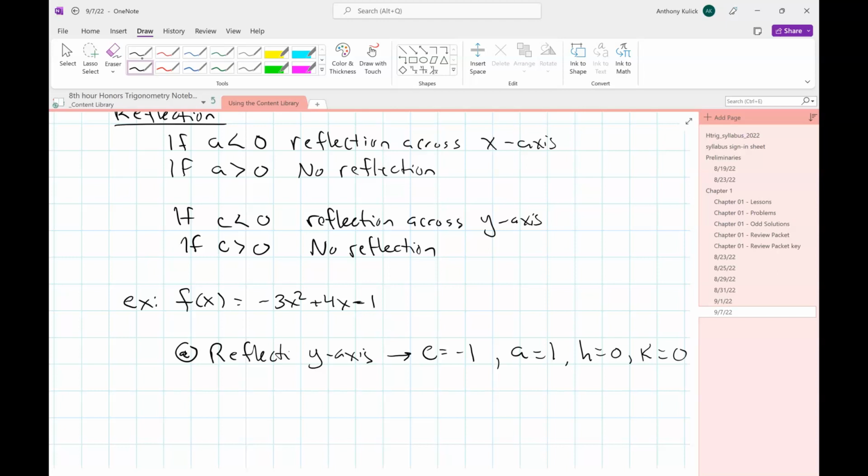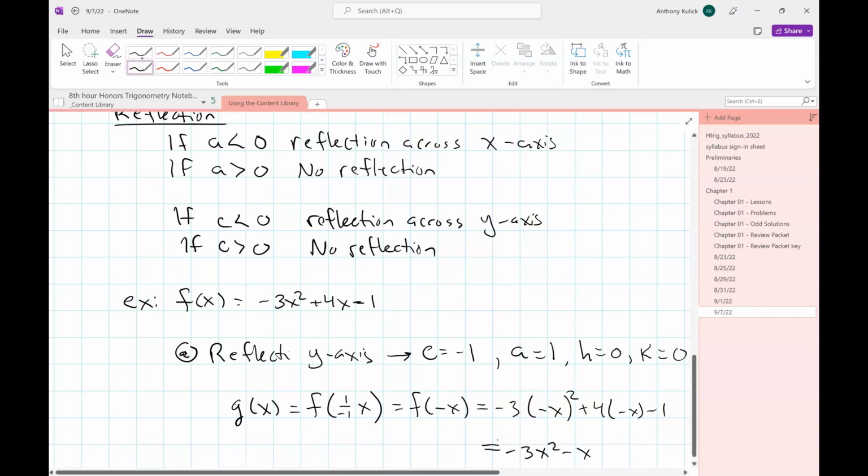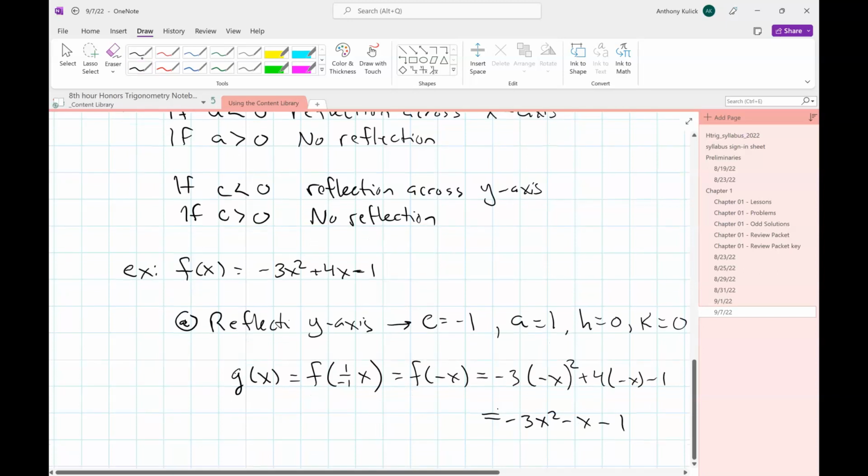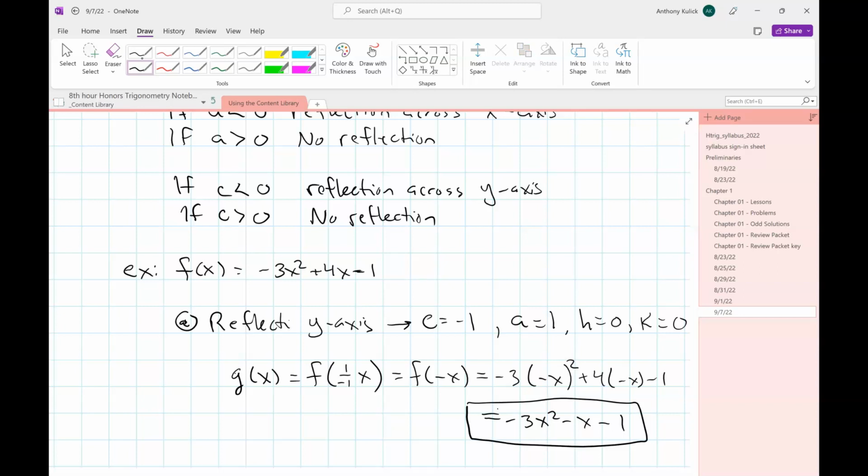Everybody's good with that? So my resultant function should be f of 1 over negative 1 of x, or just f of negative x, which would be negative 3 times negative x squared plus 4 times negative x minus 1, or negative 3x squared minus 4x minus 1. Everybody's cool?